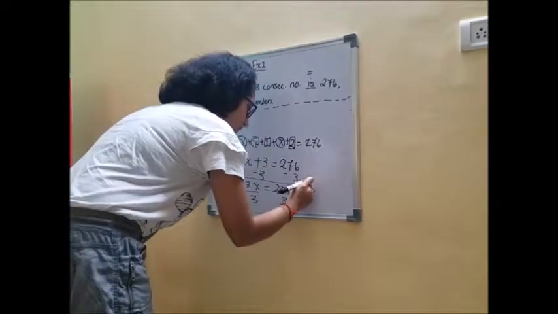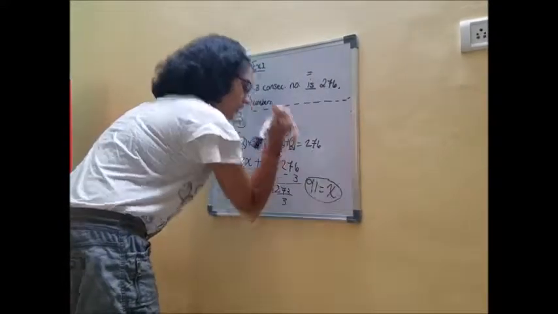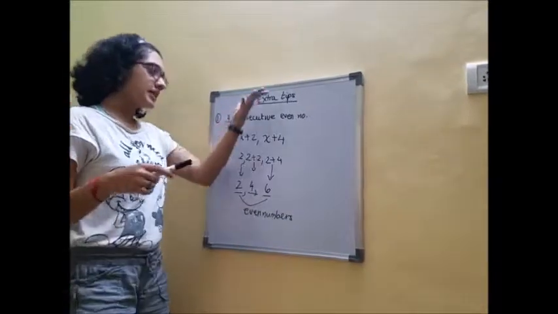3 times 9 is 27 and 3 times 1 is 3. So x is 91. So this is a little bit of extra tips.